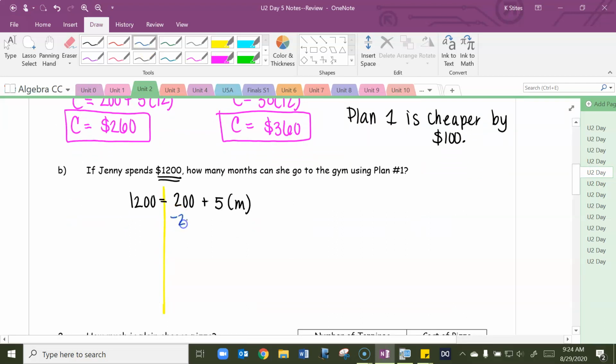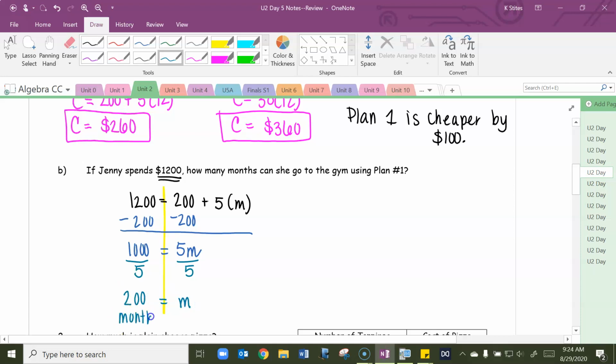We'll subtract our 200 on each side. 1,200 minus 200 is 1,000, equals 5M. And then we'll have to divide by 5 on each side. And 1,000 divided by 5 is 200. And make sure you put your months. All right, so that's our answer.